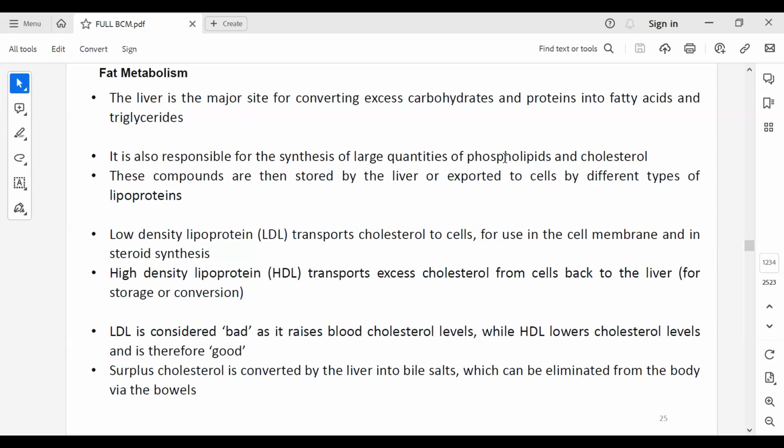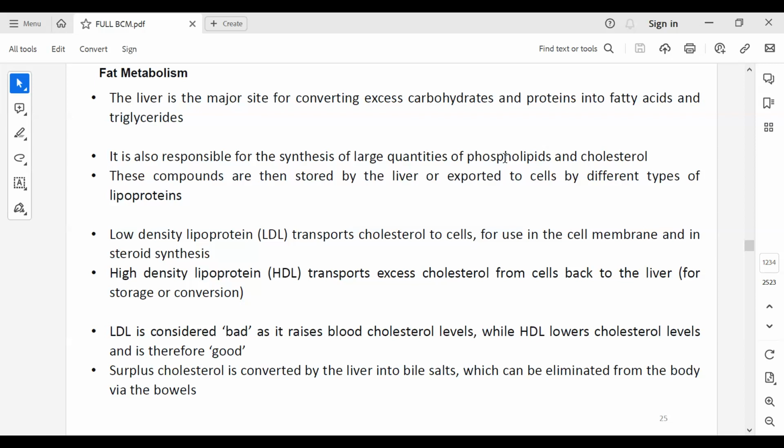Fat metabolism. So again, the liver also does fat metabolism. It converts most of the carbohydrates and proteins into fatty acids and triglycerides. Remember, we cannot store amino acids, but we can store fatty acids. That's the best molecule in which we can store in the body and it will not be toxic to the body. So any excess glucose or any excess proteins will soon be converted into fatty acids, and that can be used later on when you're starving.